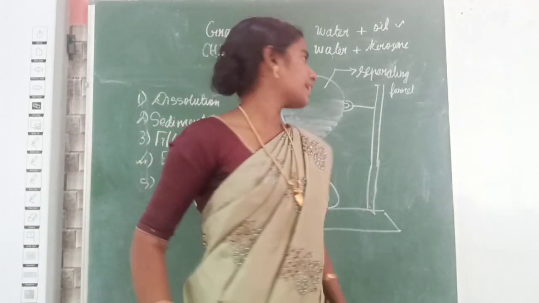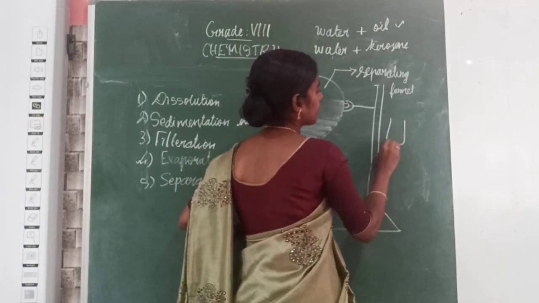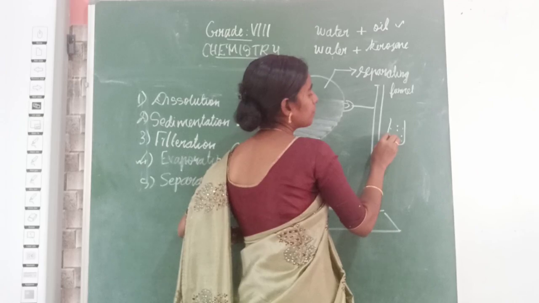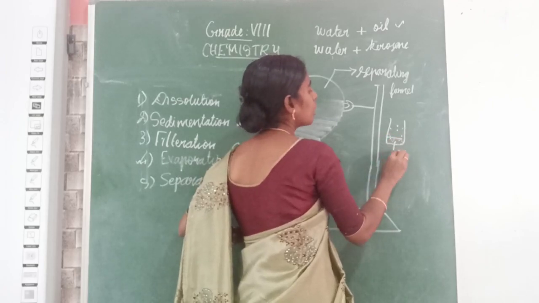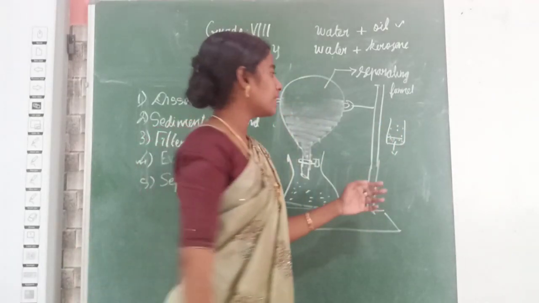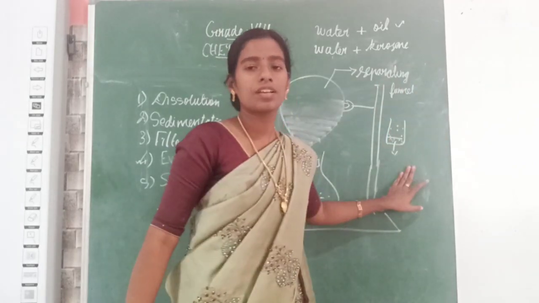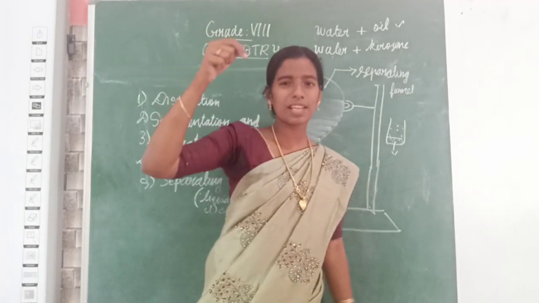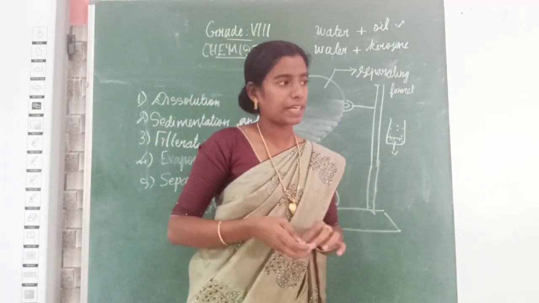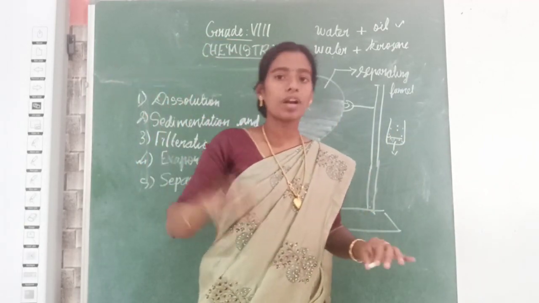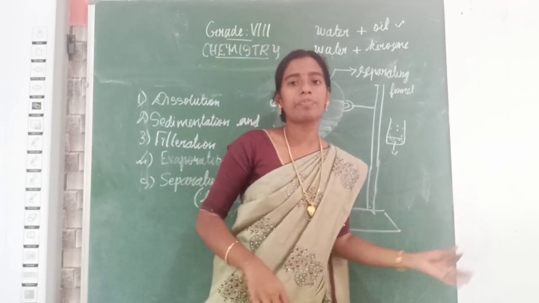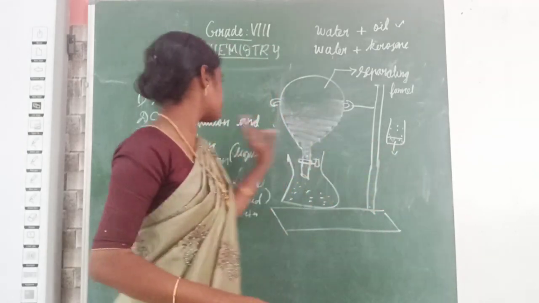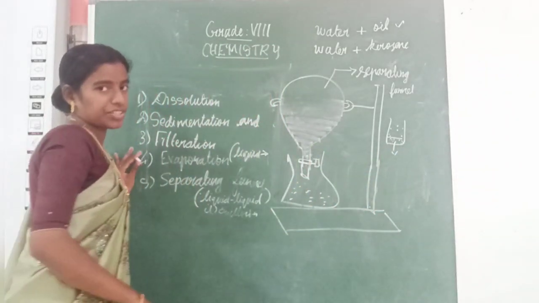In sedimentation and decantation, can you remember this? Have to take a beaker, consider clay and water. This clay, when you allow it, will settle down. It is called sediment. This is the supernatant. When you pour this using a stirrer, you get the clay separated and the water gets separated from the clay. Clear picture is given in your book. Go through your book. Next one is the filtration.